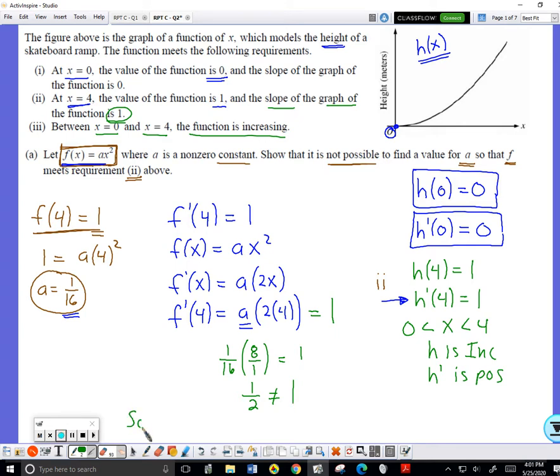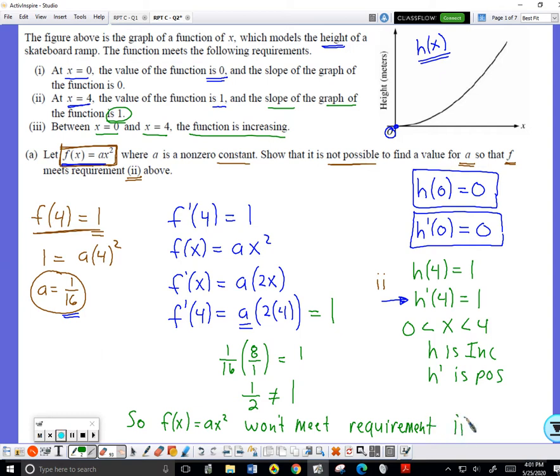So the f of x equal to ax squared won't meet our requirement two.